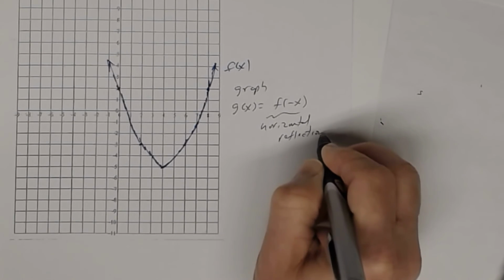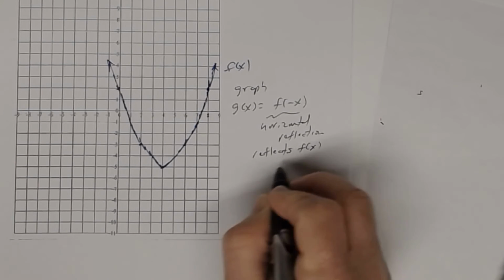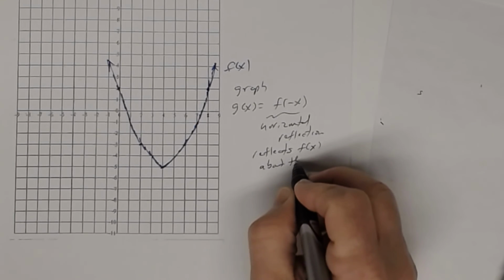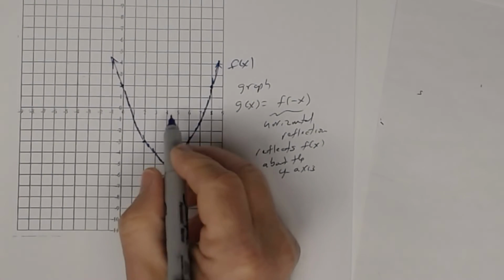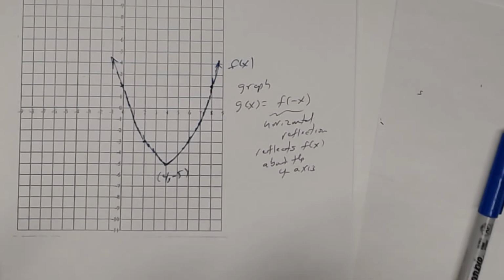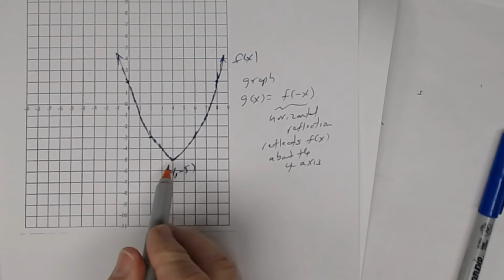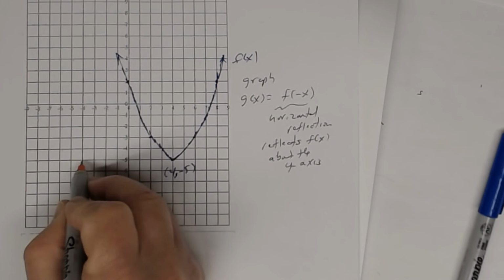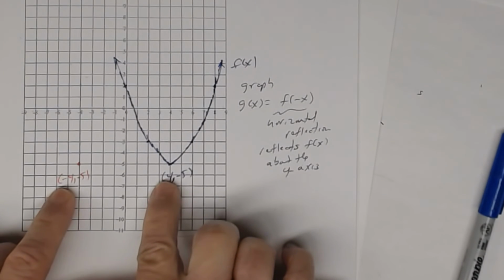And so remember, horizontal reflection reflects f of x about or over or through the y-axis. Okay? All right, so let's look at those points again. So this point here, which is 4, -5. So when I reflect about the y-axis, so when I do a horizontal reflection, it becomes the point -4, -5. Okay? So notice the y coordinates are the same, the x coordinates are opposites.